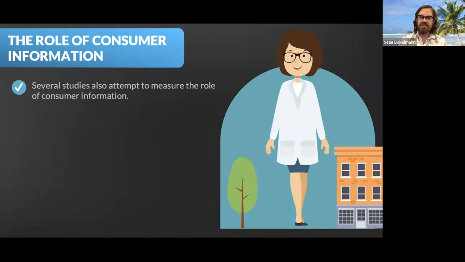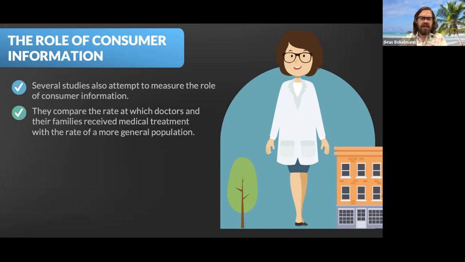All right, there's one last issue we need to discuss. Two actually. This is the second to last. So we also need to think about the role that consumer information plays when thinking about induced demand. There have been several studies that have attempted to measure the role of consumer information, and they all compare the rate at which doctors and their families receive medical treatment compared to the general population. So you can see how this is getting at the role of consumer information, right? Comparing doctors and their families.